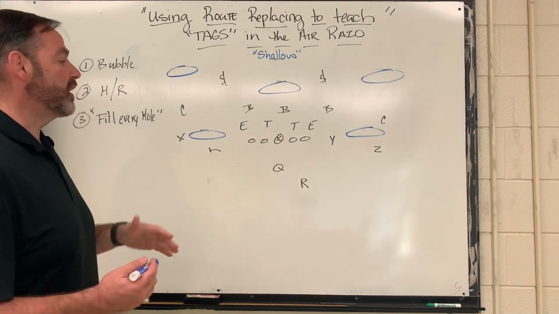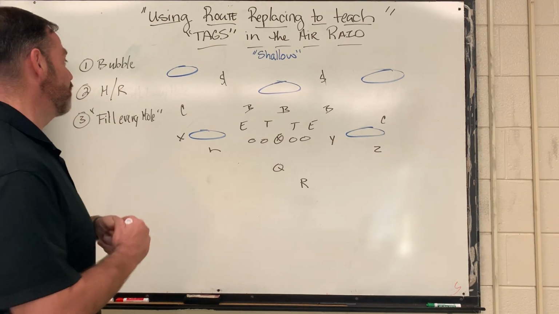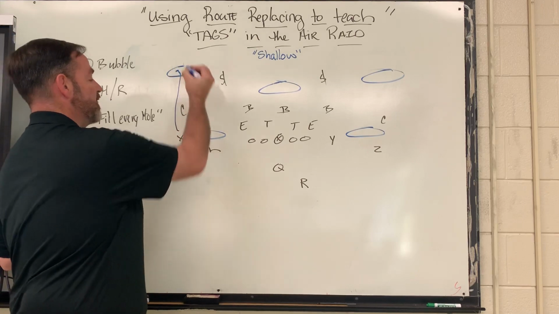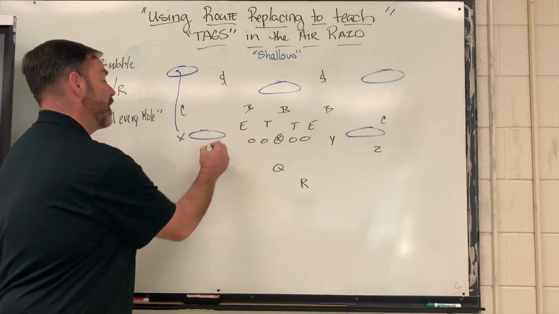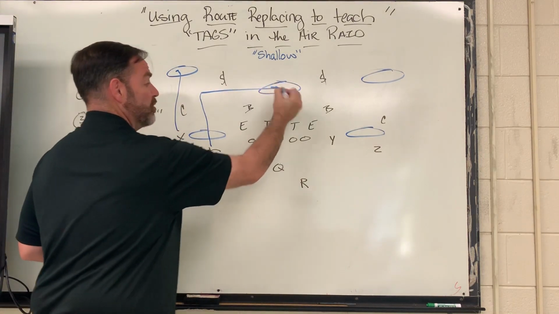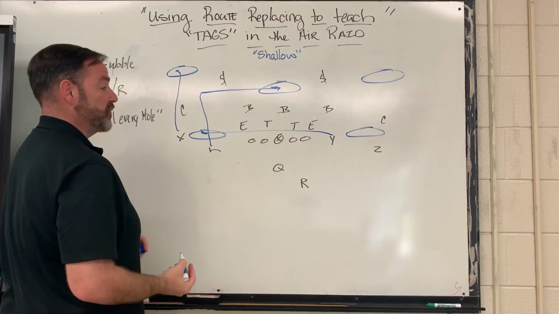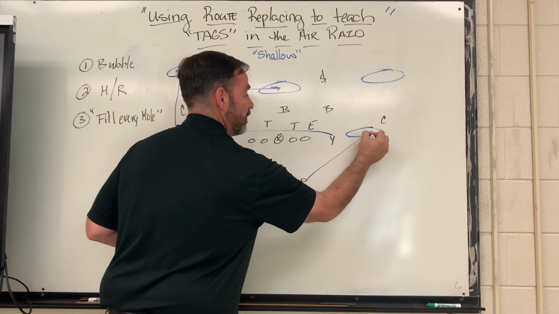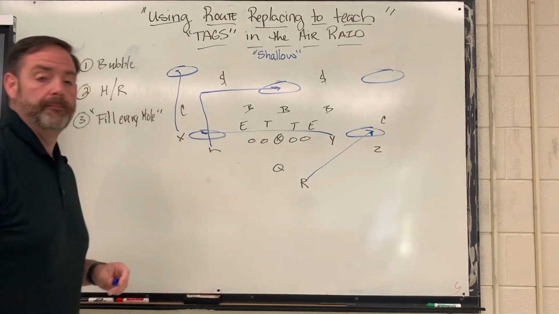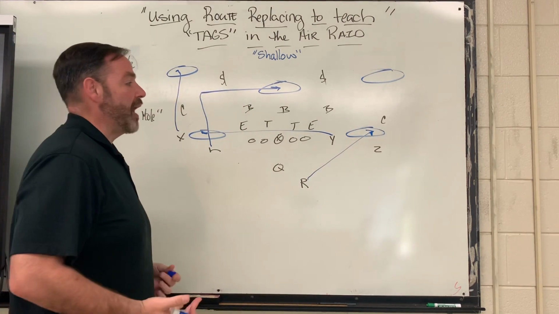So let's look at regular shallow. Let's look at Y shallow here. X is going to go to the deep hole here. H is going to come to the middle hole, Y comes to this flat, and R is going to go to that flat. So that's just basically Y shallow.